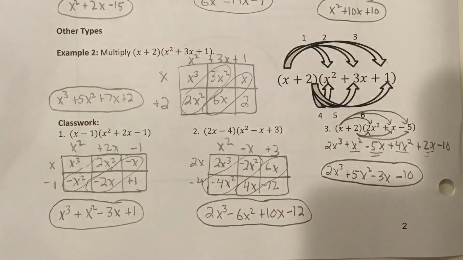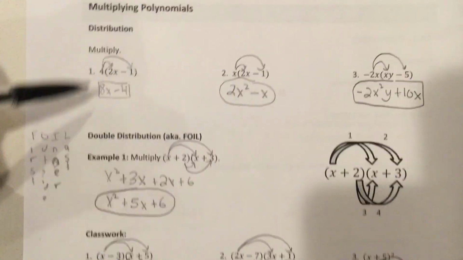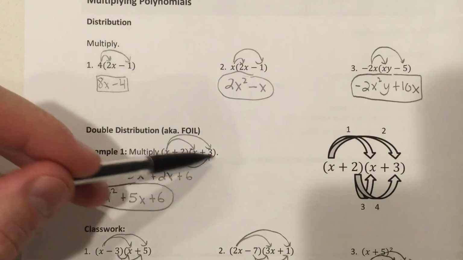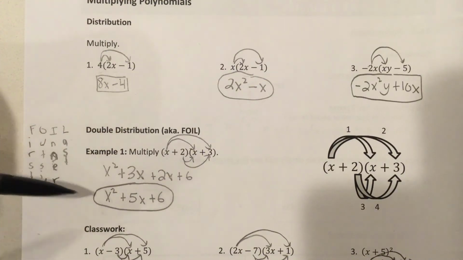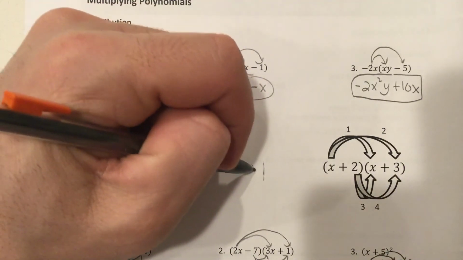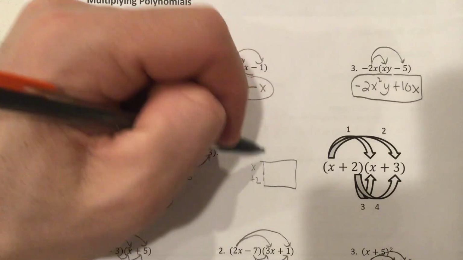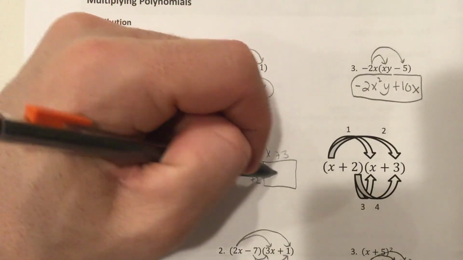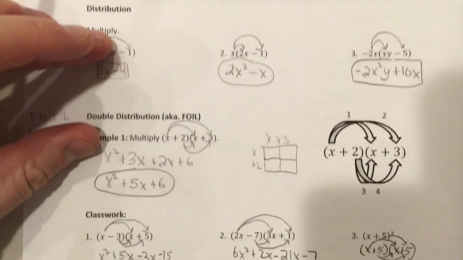So bottom line, obviously, if you're distributing, you're just multiplying. If you're multiplying a binomial times a binomial, I like to FOIL that. Okay, first, outside, inside, last. If you really wanted to, you could do an area model for that. Your area model would just be 2 by 2, x plus 2, x plus 3. So you'd have 2 rows and 2 columns. So if you want to do an area model for that, go right ahead.